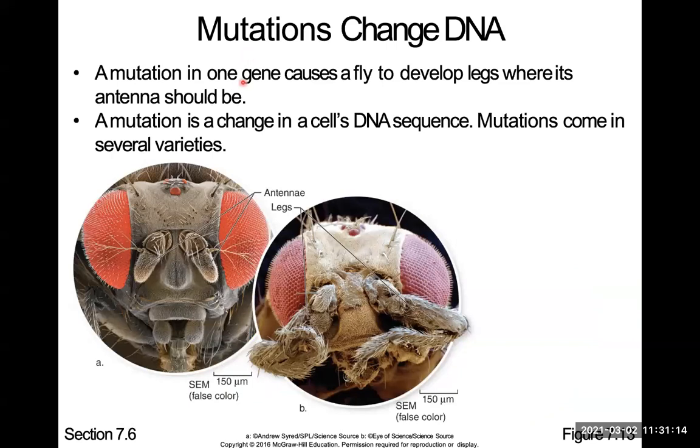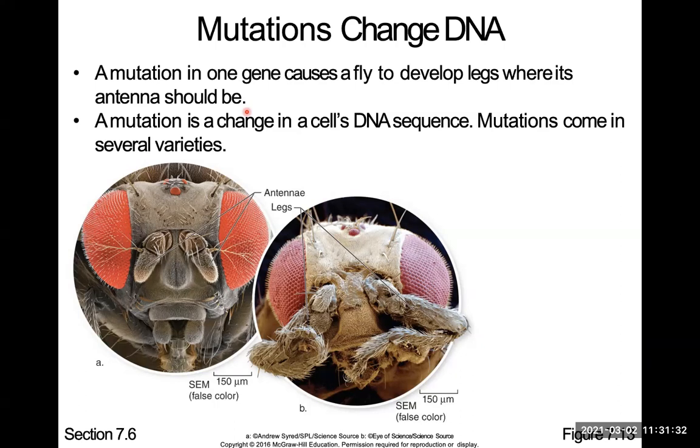Let's talk about mutations next. So a mutation is when that sequence changes. So maybe there was supposed to be an A there, now it's a G there, and now you have different information on the mRNA as well. So you have a wrong sequence.